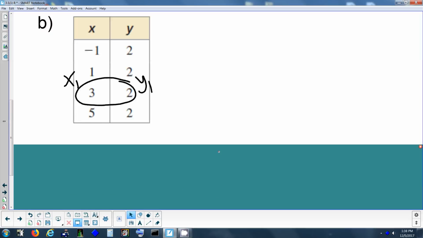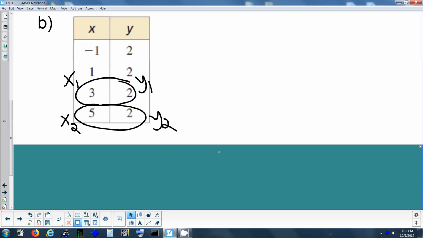Fred, give me another coordinate you want to use. 5, 2. There you go. Fred, what's 5 going to be? X2, very good. That means what's 2 going to be? Y2. Somebody remind me again, what's the formula?